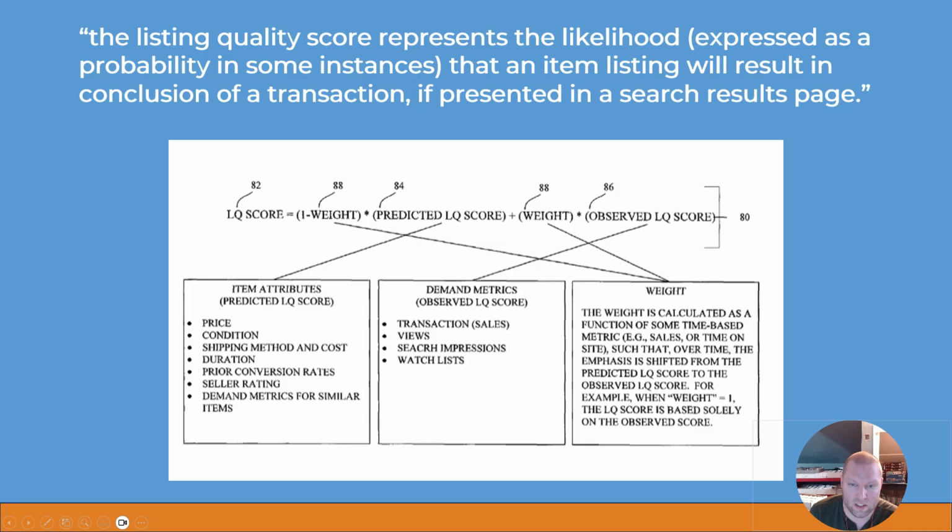And we also have predicted listing quality score. This is for a new listing, and especially for a new listing that only has one quantity. They're going to look at similar listings and look at these different factors here and see what they think is going to happen based on how similar items have performed in the past. And how they determine what's similar, that kind of goes back to the relevance.